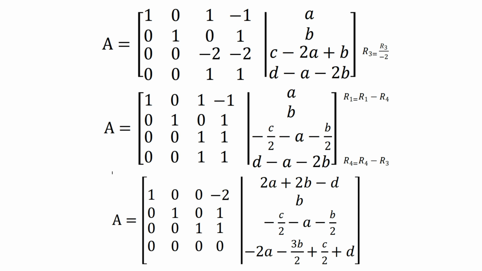So our row 4, we have to subtract it. Since our row 4 is D minus A minus 2B, we are going to subtract it from our row 3, which is negative C over 2 minus A minus B over 2. So we have arrived at this solution. We have negative 2A minus 3B over 2 plus C over 2 plus D. Therefore, the given polynomials do not span P sub 3.